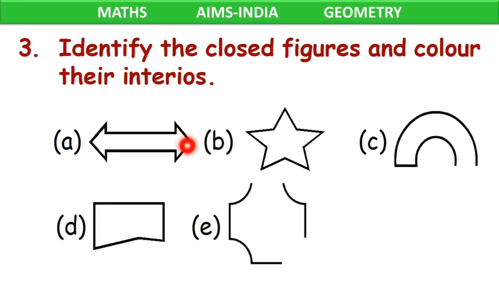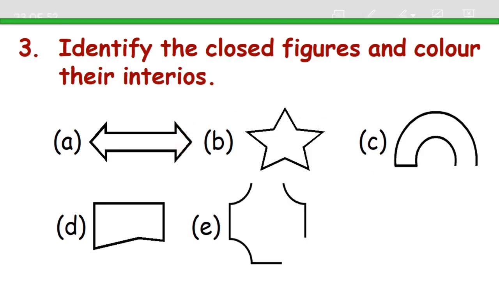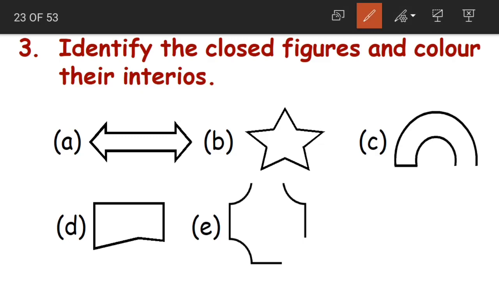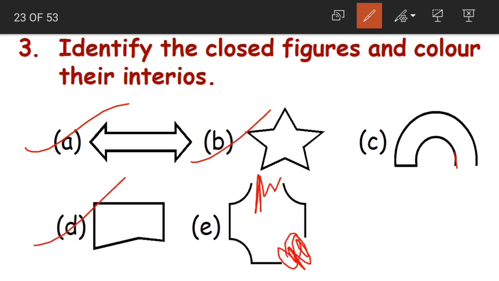Now identify the closed figures and color the interiors. Now from these 5 figures, what are the closed figures, children? A, B and D are the closed figures. See, for E, here it is open, and even for C it is an open figure. So A, B and D are our closed figures. So let us color the interiors. Coloring them.